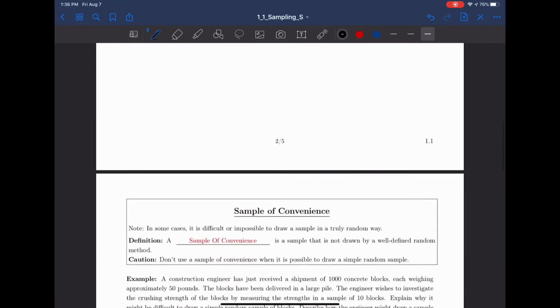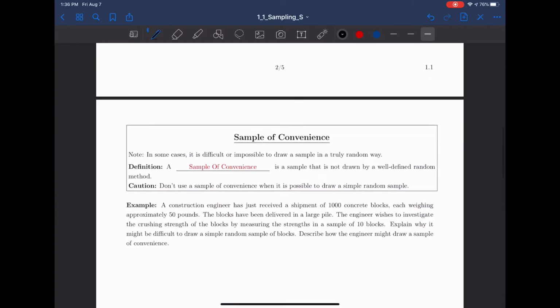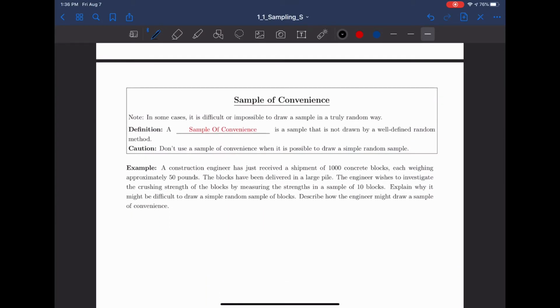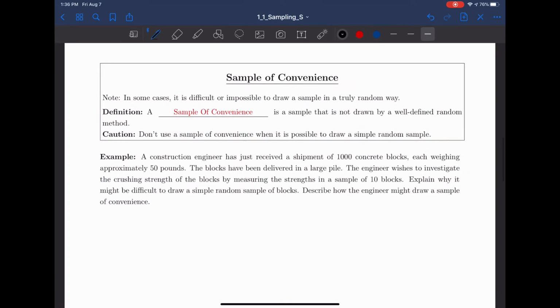The next type of sampling is called a sample of convenience. Sometimes it's impossible to do a random selection, so people will use a sample of convenience, which is not drawn by a well-defined random method. There is some caution about this. It is very biased, and people usually use it if there's no other method that could be chosen.